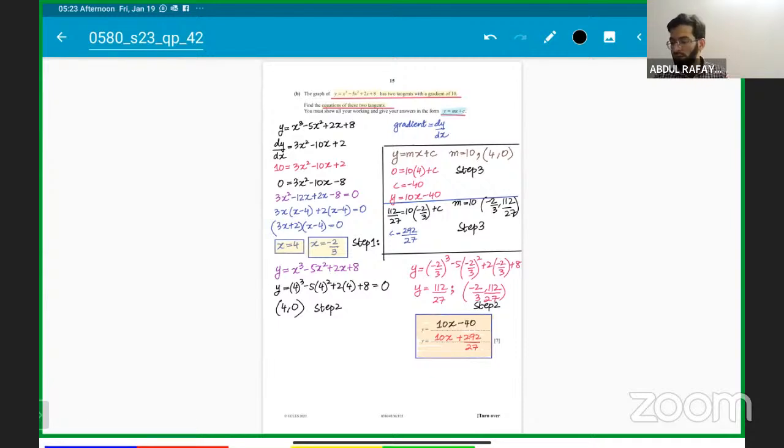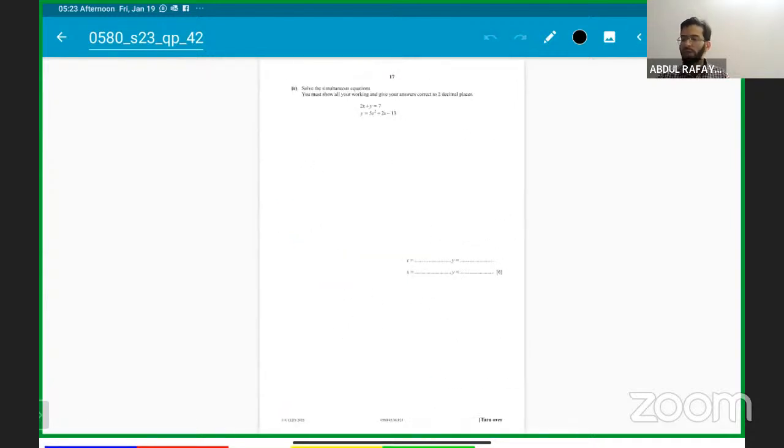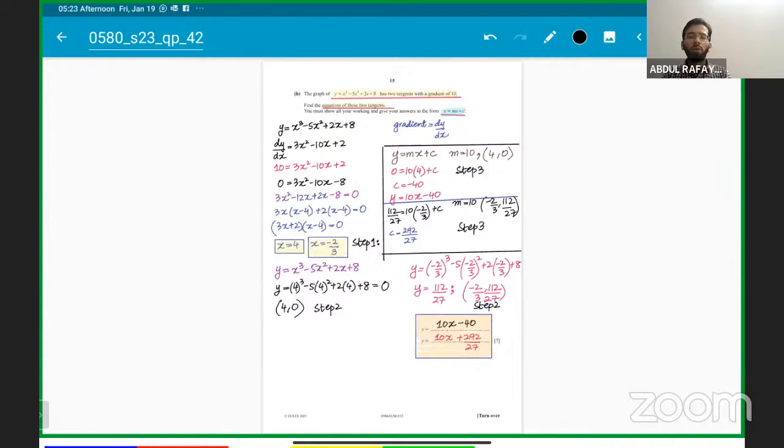Okay, so we'll continue. Question 9 is very simple, and question number 10 is a 3D shape. So we'll continue from here and I'll update you on what is next.